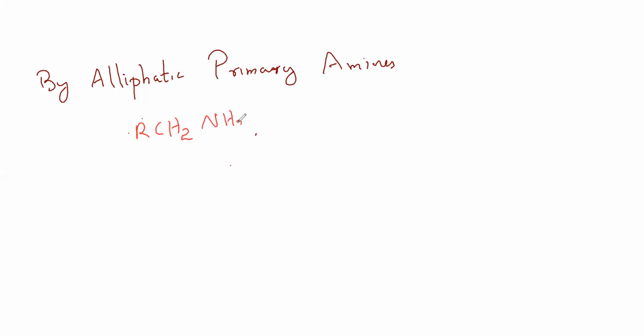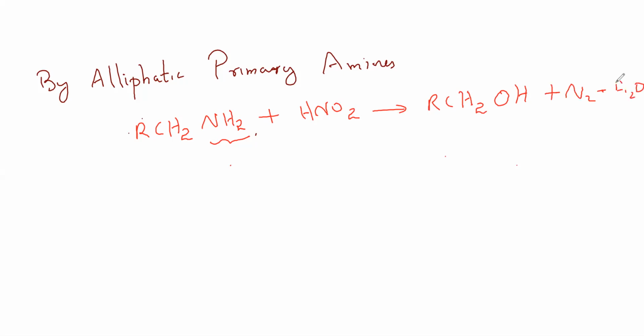RCH2NH2. Amine is NH2. Plus HNO2 gives, what will happen is this NH2 will get replaced by what? OH. And I'll get nitrogen gas and water as a residue. Clear? So what happens in this process is NH2 gets replaced by OH. That's the only thing.